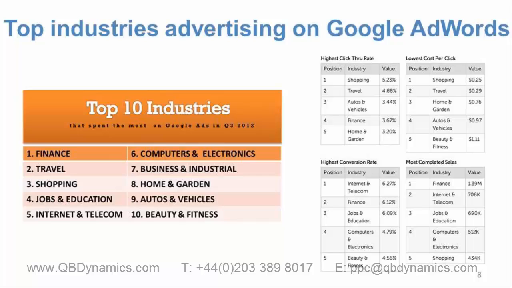Now the top 10 industries are finance, travel, shopping, jobs and education, internet and telecom, computers and electronics, business and industrial, which is a pretty broad category, home and garden, autos and vehicles, and beauty and fitness. Now, just about everything you can imagine falls into one of those 10 categories. If it's not on that list, I can assure you that no matter what industry it is, people are still doing PPC advertising, even if it's not in the top 10 here.